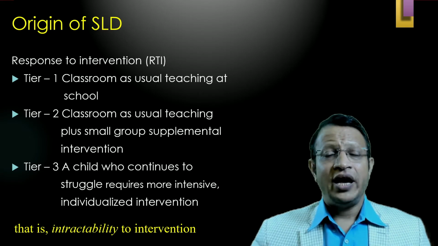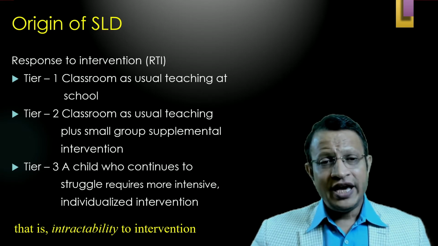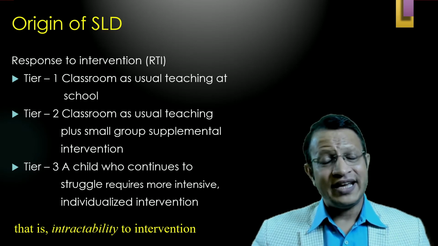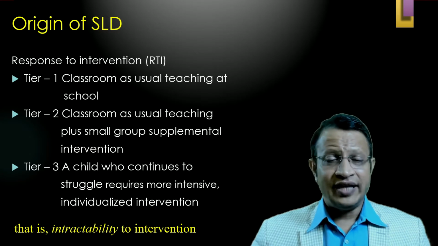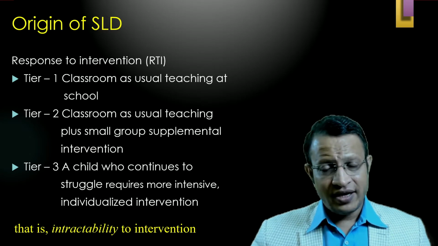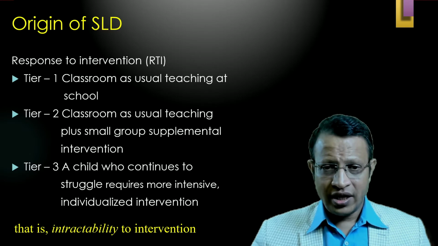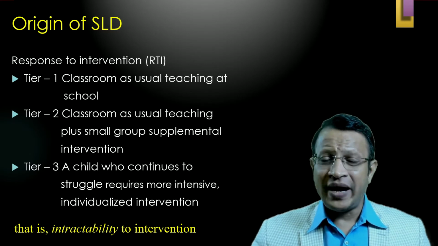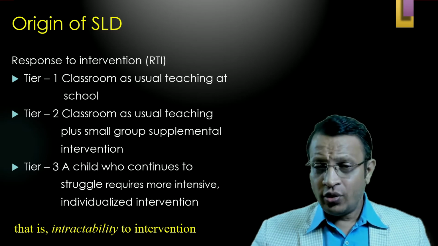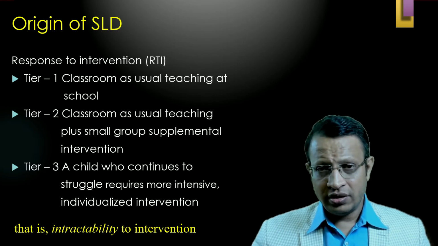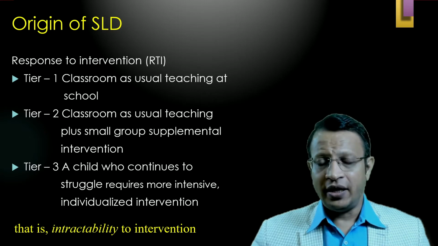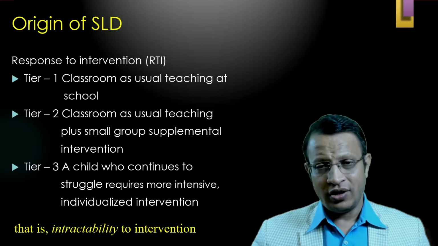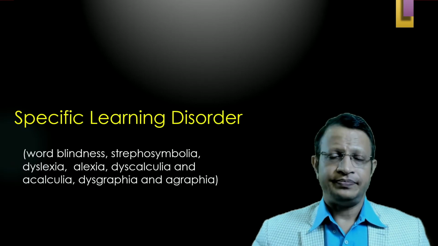Whereas Tier 3 is a child who continues to struggle in spite of professional intervention or individualized intervention. That means to define specific learning disorder, it has to be intractable or difficult to treat in spite of the intervention. Before you diagnose specific learning disorder, there should be an attempt at remedial measures. And if that fails, then only you'll be certain it is a disorder, not just a difficulty.